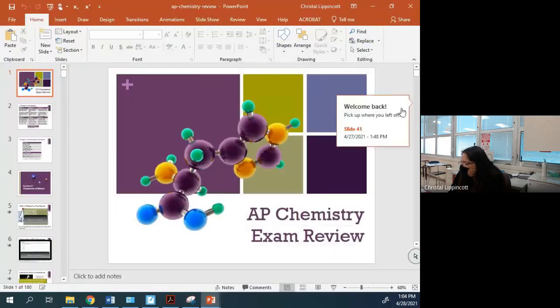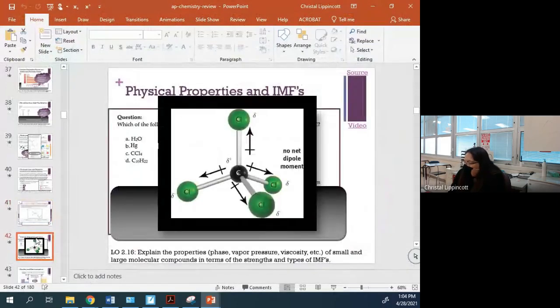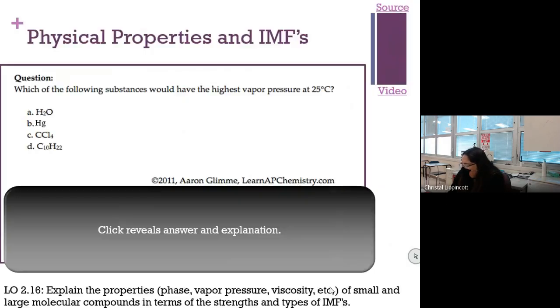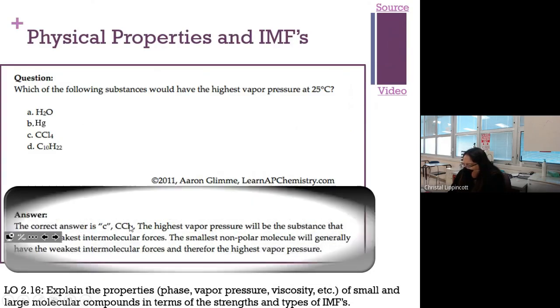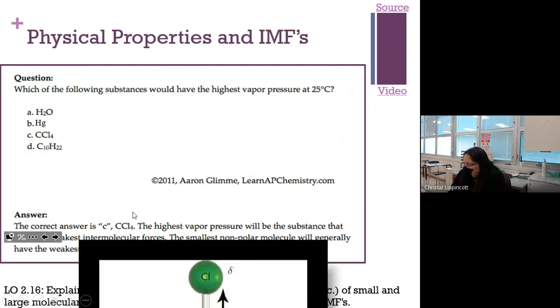So then getting back to this one, this is where we left off yesterday. We were talking about properties of IMFs. We were talking about shapes of molecules. And we had asked, which of the following, did we do this one? Yes, I believe we did this one. C had the highest vapor pressure because it's going to have the lowest IMFs.